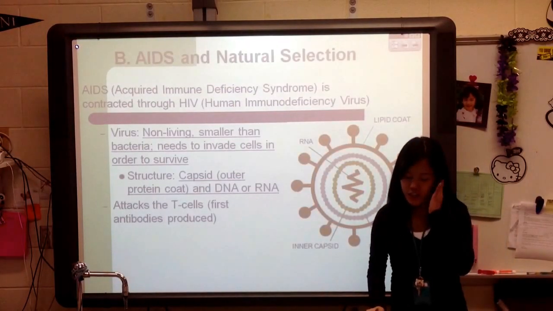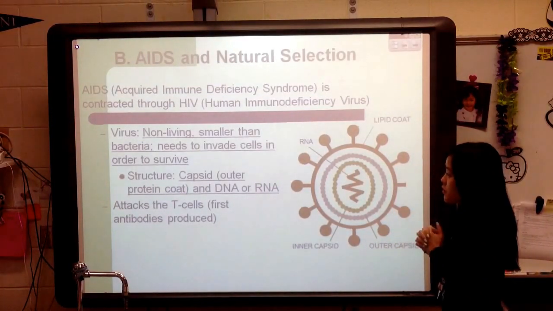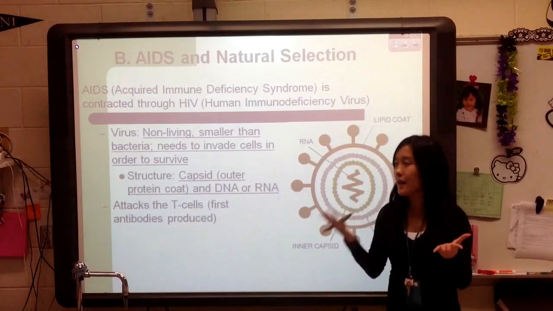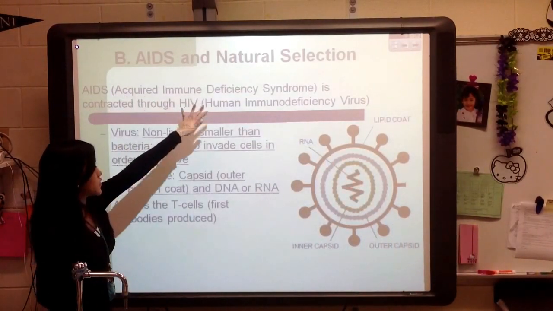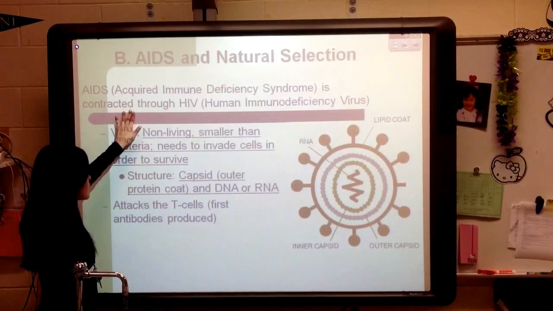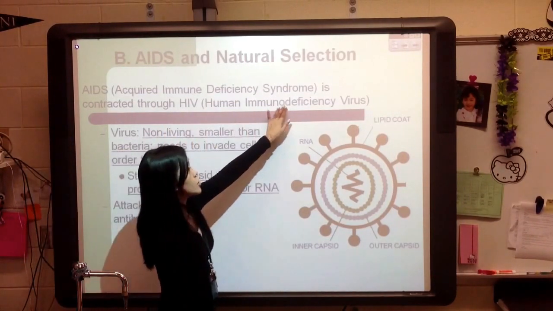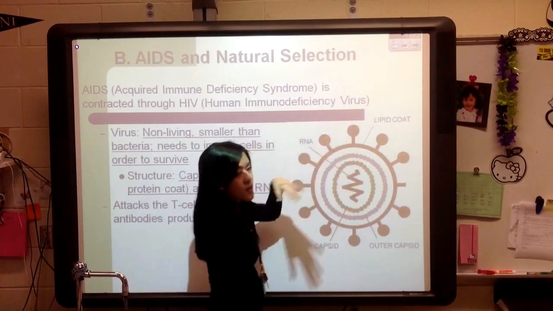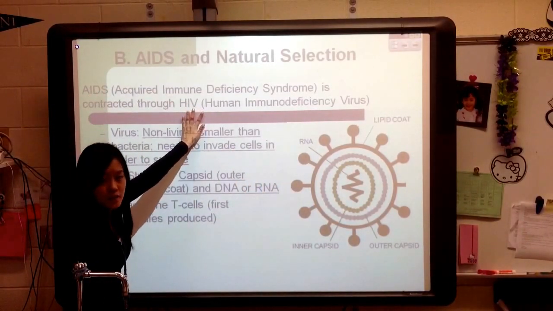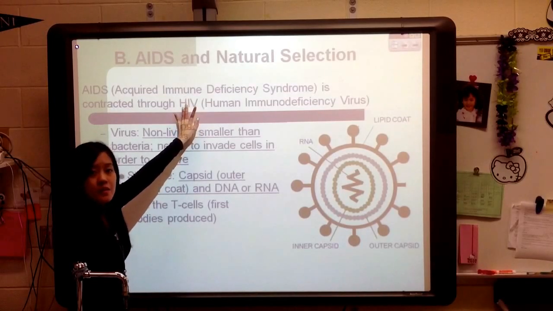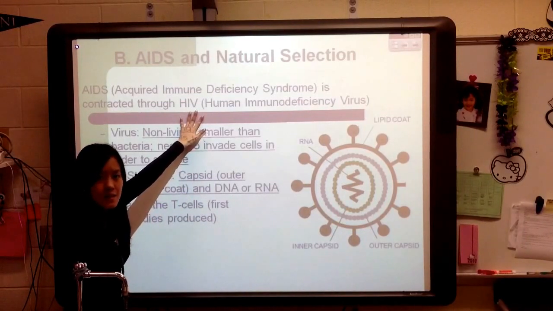So the next little section is actually talking about AIDS and natural selection. What you really need to know, first of all, is the difference between AIDS and HIV. AIDS, which stands for Acquired Immune Deficiency Syndrome, is contracted through HIV. HIV is the human immunodeficiency virus. So basically, in order to get AIDS, you first have to get HIV. HIV is the virus. The virus is what's going to make you sick. That's the pathogen that causes disease.